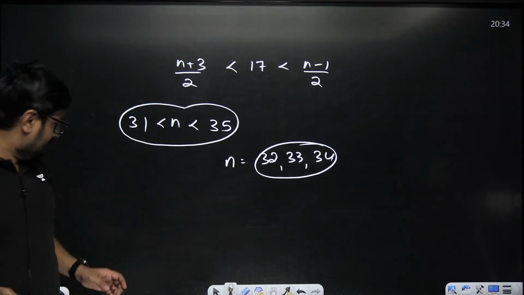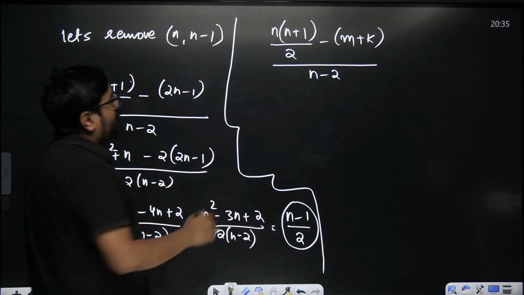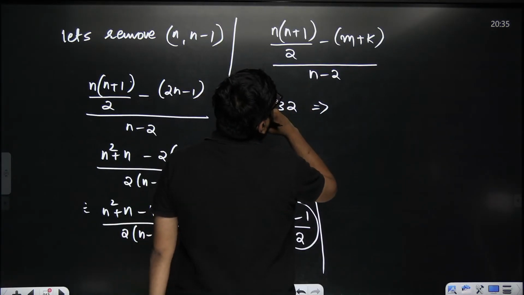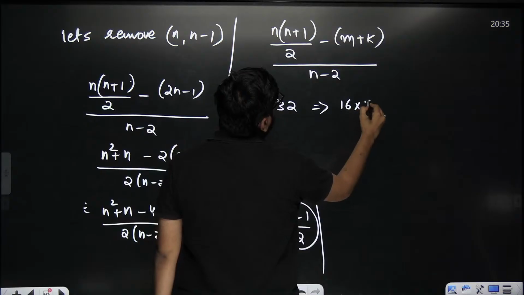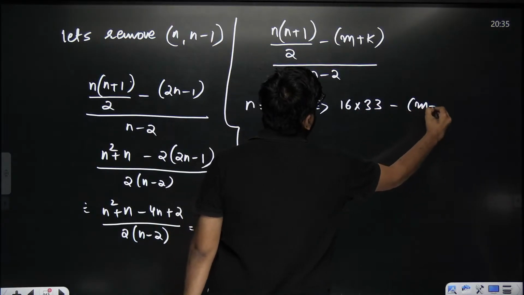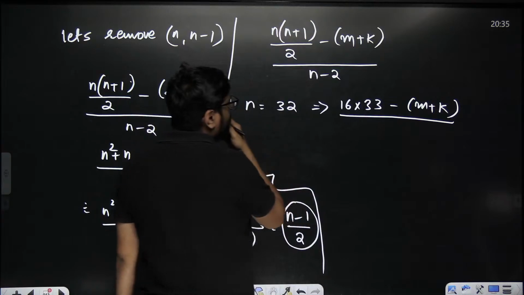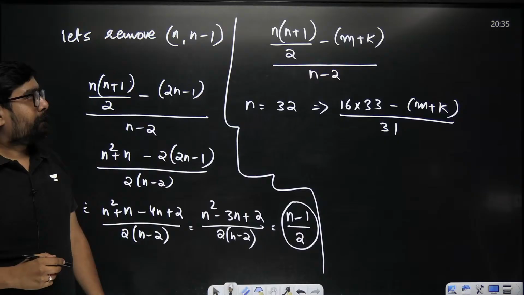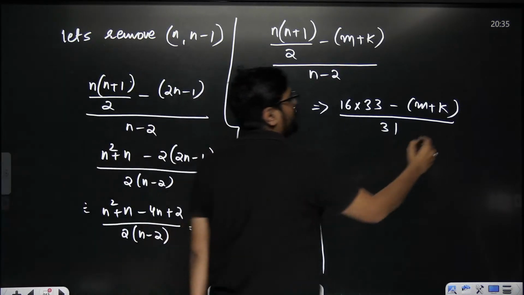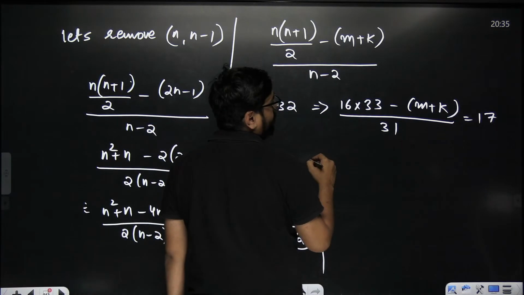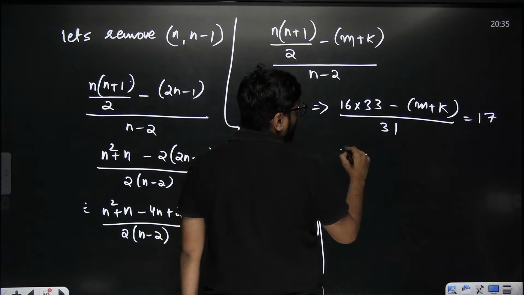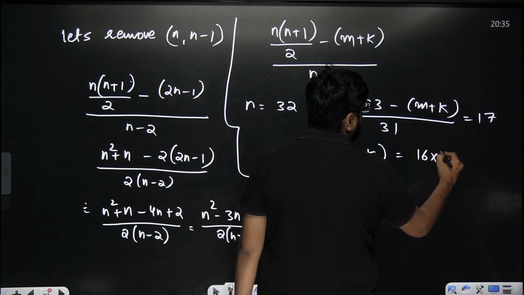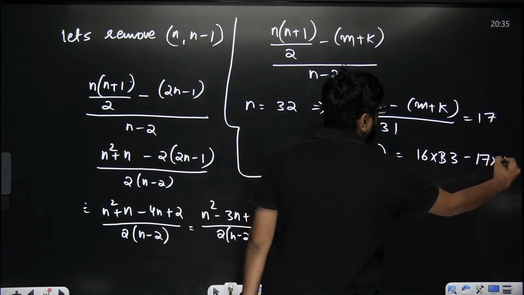But obvious, correct? If this is obvious, then I'll just check over here. On n equal to 32, you check what value you are getting. 32 will be 16 into 33 minus (m plus k), divided by 32 minus 2, that means 31. This should be equal to 17. So what are we getting for m plus k? Find the value, no? m plus k will be equal to 16 into 33 minus 17 into 31, right?